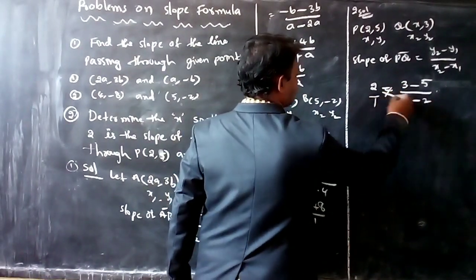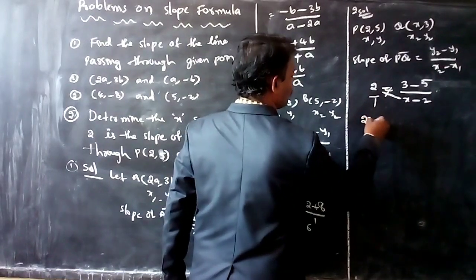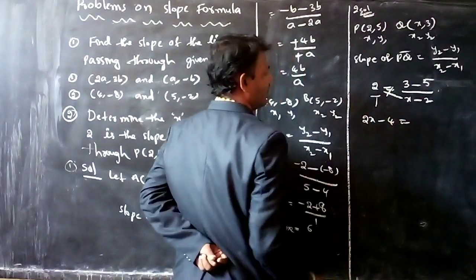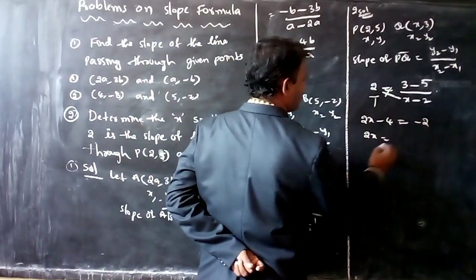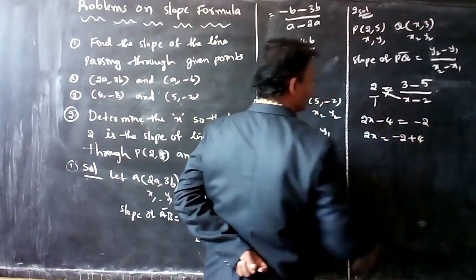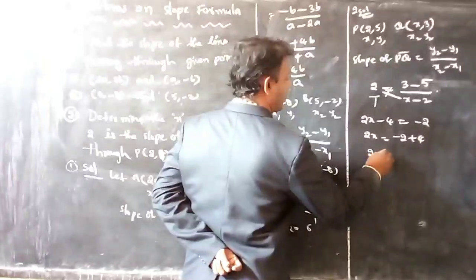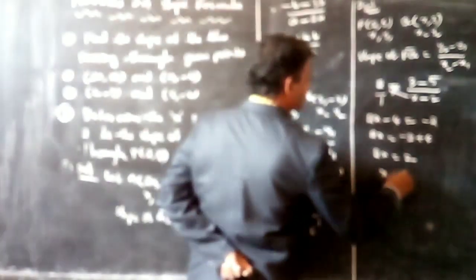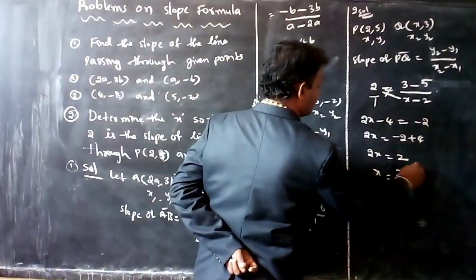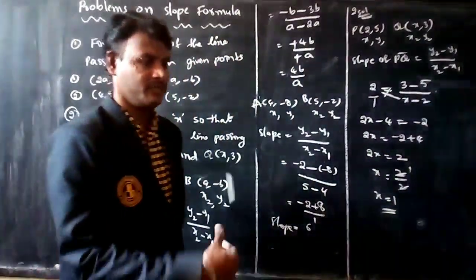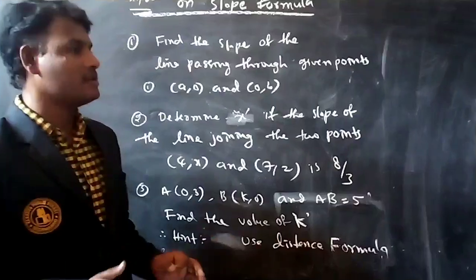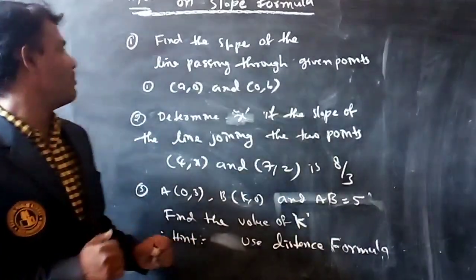So after cross multiplication, what do you get? 2x minus 4 is equal to minus 2. 2x is equal to minus 2 plus 4. So 2x is equal to 2. Then x is equal to 2 by 2, which is nothing but 1. So what is the value of x? It is equal to 1.